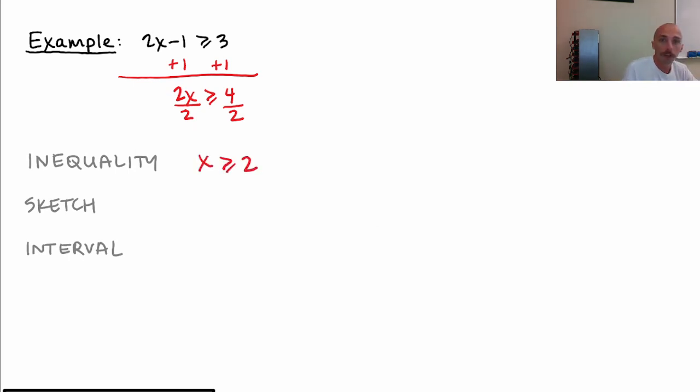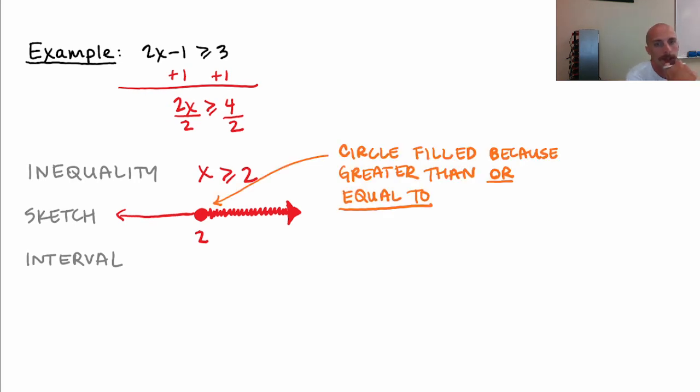To draw a sketch of that, I'm going to put 2 on my number line. And we're interested in shading where x is greater than 2. Give it a little more arrow to emphasize it. And also where x is equal to 2. The circle is filled in because it's greater than or equal to, right? If we see greater than or equal to, we know it's going to be a filled in circle. And again, more on that as we move forward.